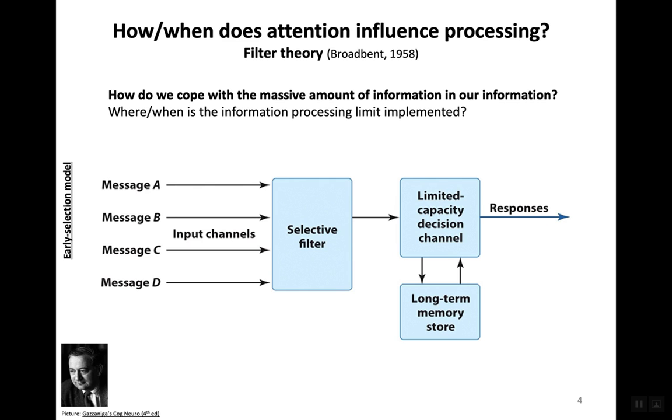And the second point that is not entirely clear in this schema, in this diagram, is how that selective filter works. Is it really strict so that some things pass through it and some don't? Or is it a bit more leaky, allowing some things to pass only to some degree and others not?